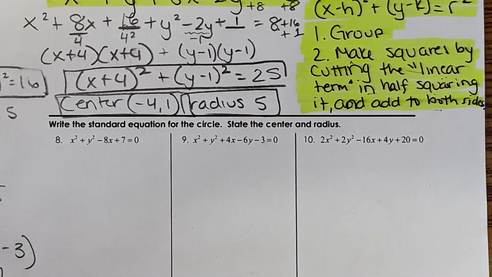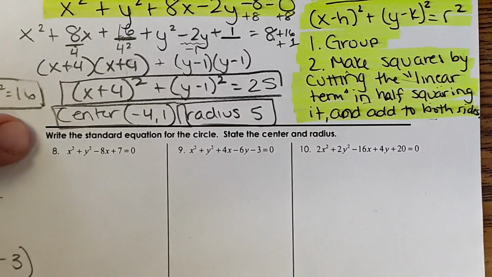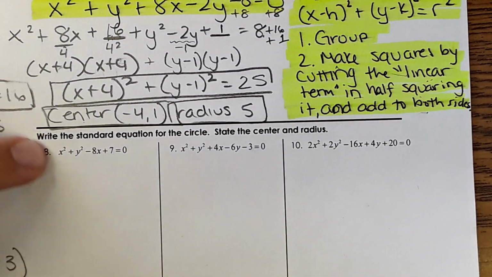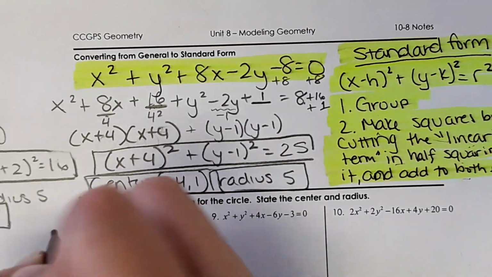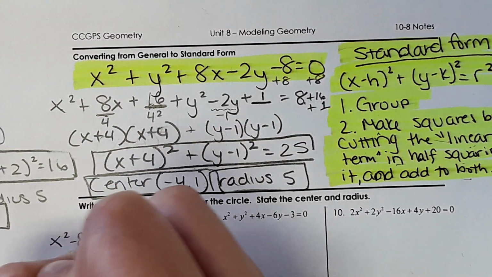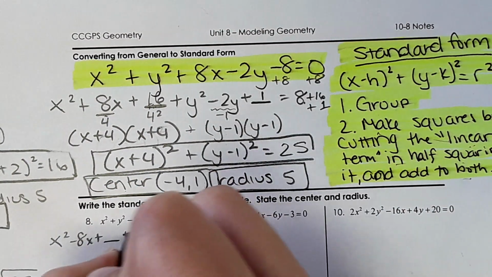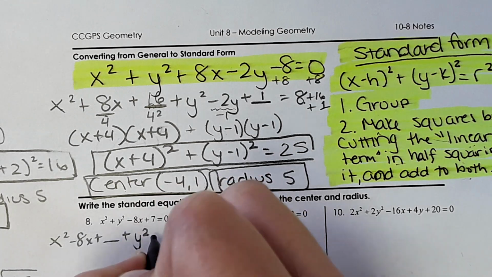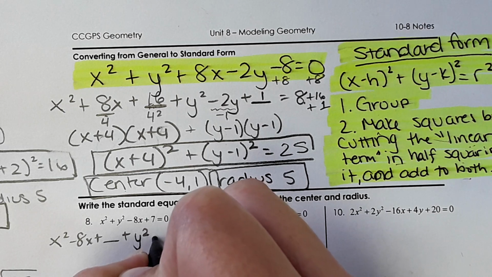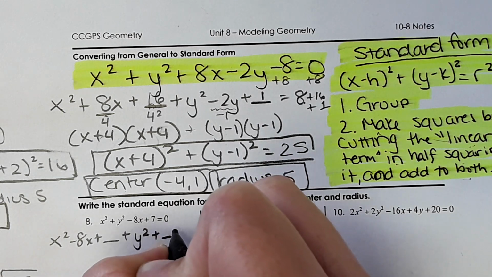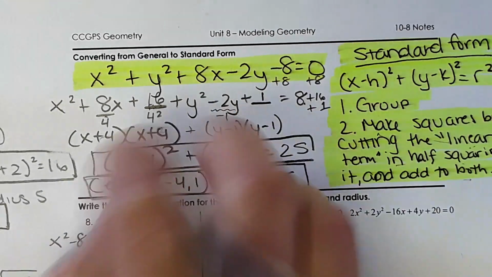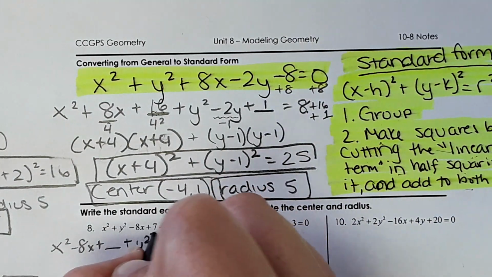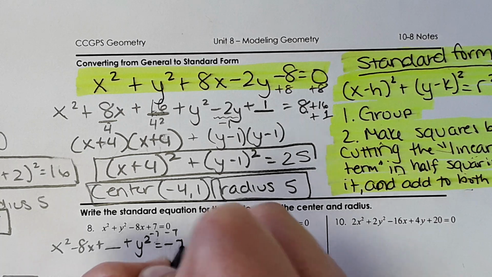Okay, so now we're going to try it out with these examples. Write the standard equation of the circle, state the center and the radius. Okay, so first step is to group it. So x squared minus 8x plus a space, and then y squared, and there's no y here, so plus a space. Actually, we don't have to do anything, because that's just going to be y plus 0. And then we put the 7 on the other side, equals -7.